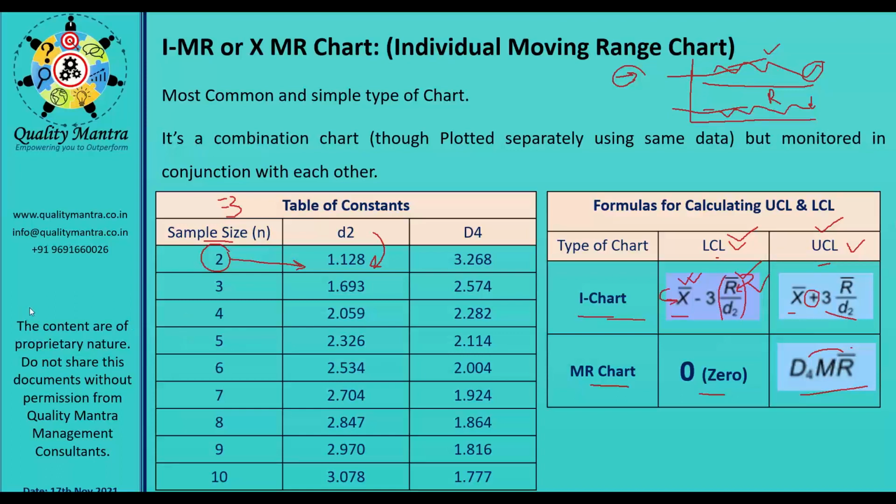You calculated the R bar here, and the D4 value will be 3.268 because you are taking the range of 2 data. You are calculating the range of individual data, meaning the range of these two, range of these two, range of these two. When we go to the Excel, you will come to know. So that's why you are taking 2 here. Don't think sample size means the number of data you are selecting. No, it is basically the subgroup. It is a subgroup of 2 you can consider.